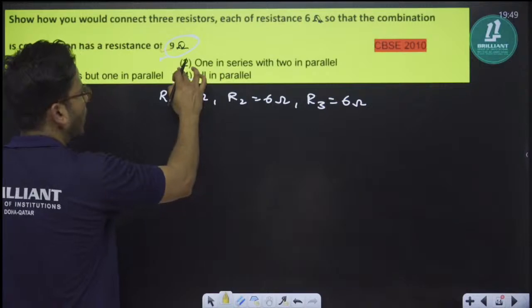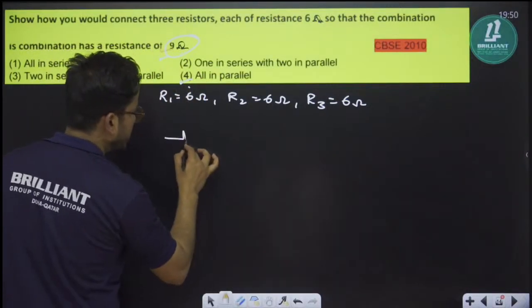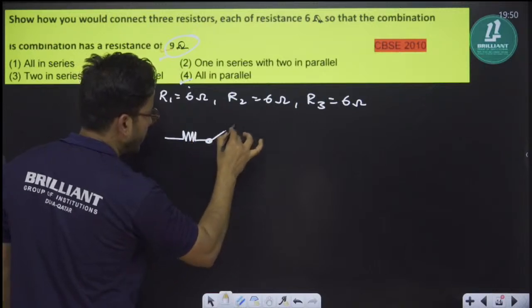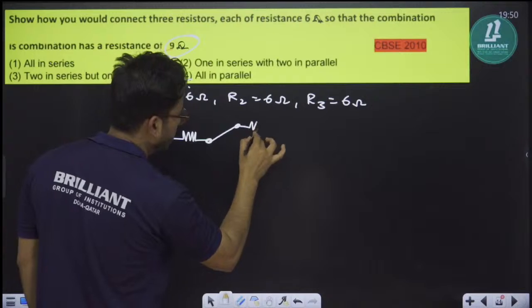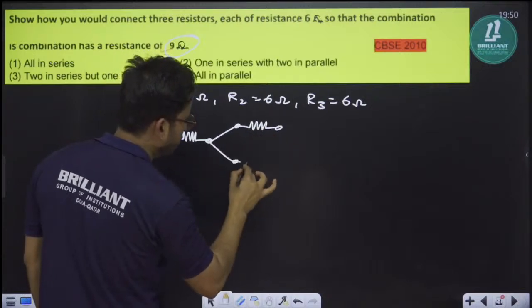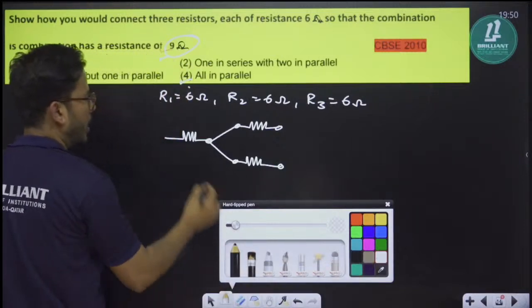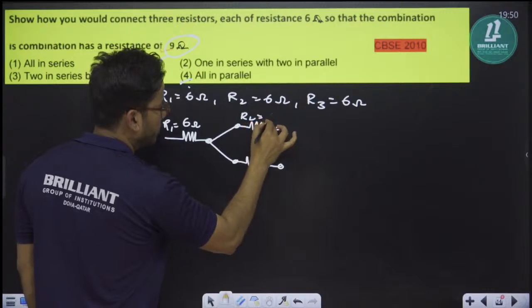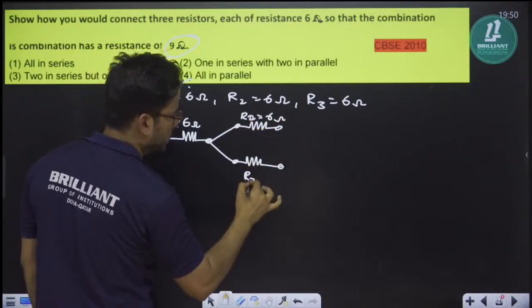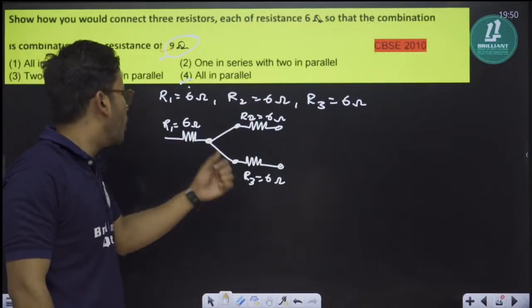Let me try figuring out 1 in series and 2 in parallel. So this is 6 ohm, right? This is 6 ohm, right? So this is 6 ohm, perfect. And these 2 are in parallel, whereas this one is in series.